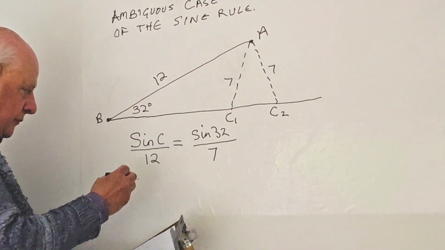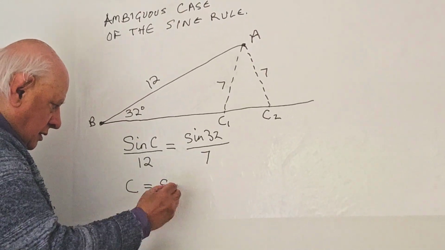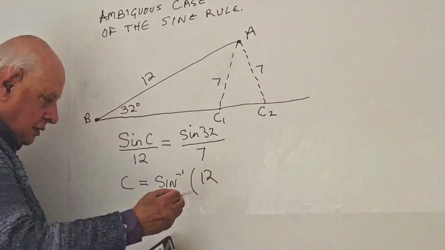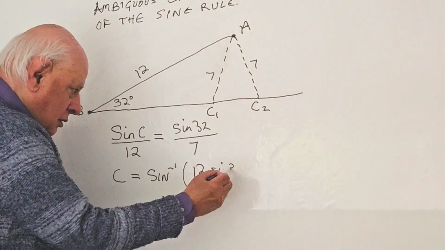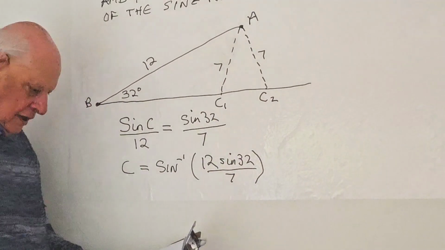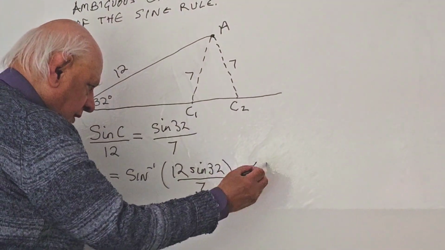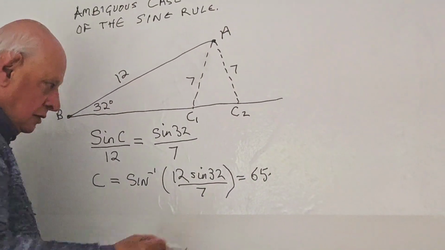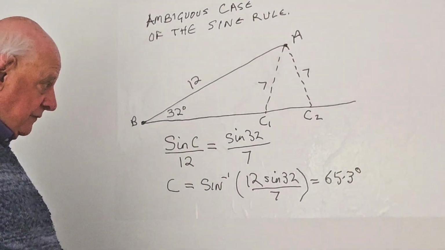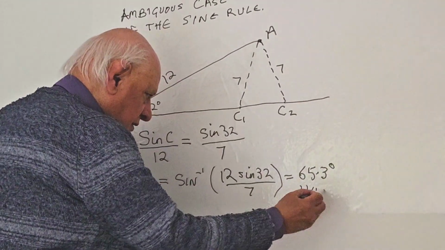This will give us C equal to inverse sine 12 sine 32 divided by 7, which on the calculator, when we punch it out, will come to 65.3 degrees. Or there's another possibility, is that it will come to 114.7 degrees.